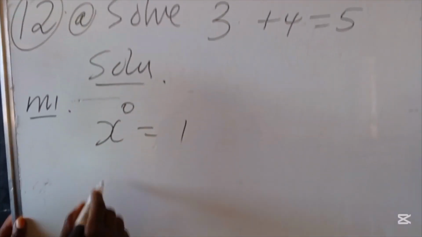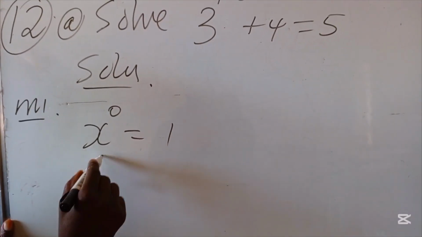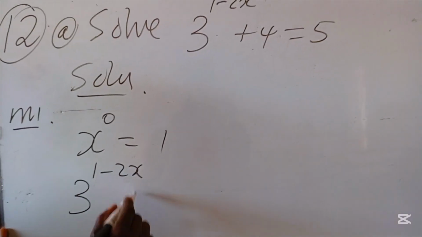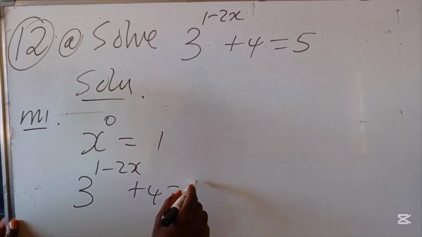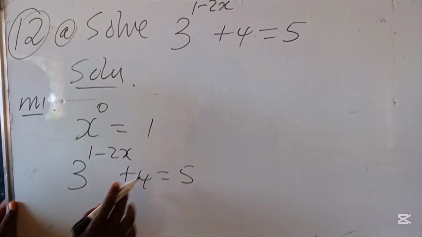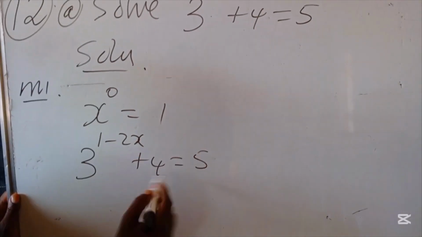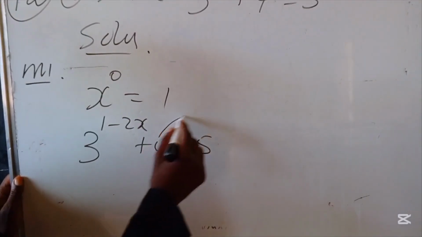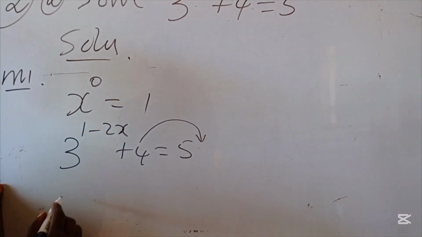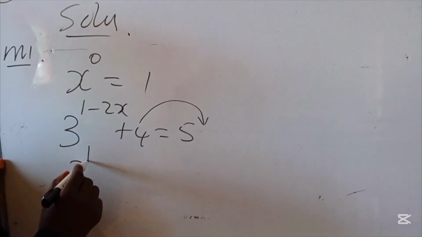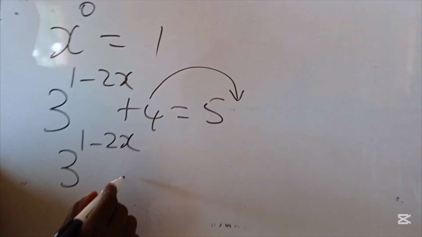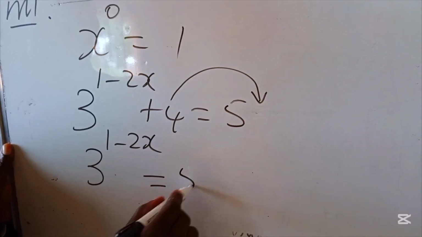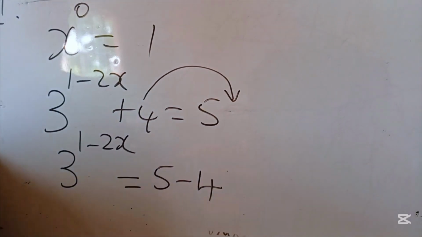So now, for me to answer this question, it will be 3 to the power 1 minus 2x plus 4 equals 5. Now I have to remove this 4, it goes there using additive inverse, meaning when I move this, it crosses an equal sign, it becomes a negative. Of course, it cannot cross, but it is an additive inverse.